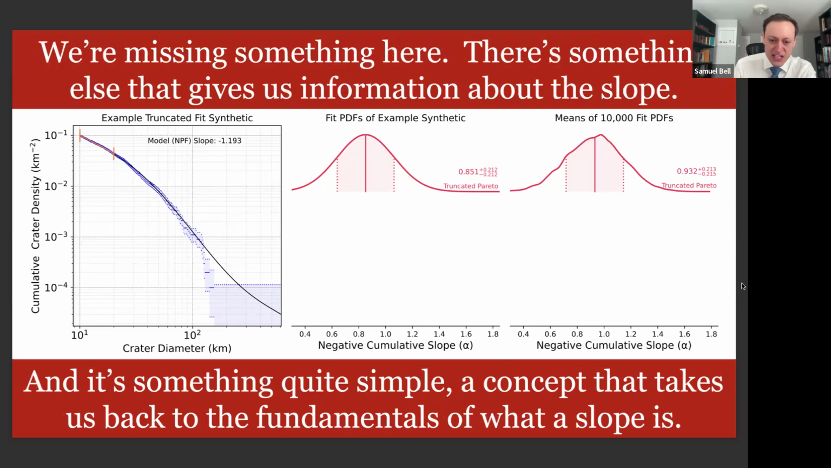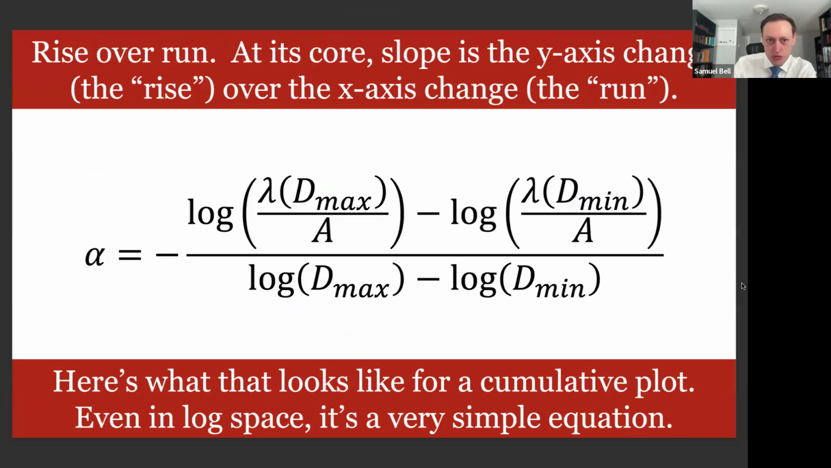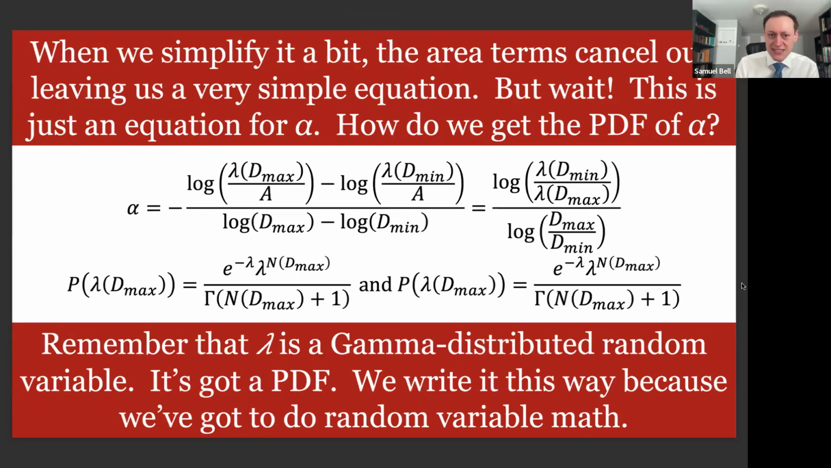A concept that takes us back to the fundamentals of what a slope is. Rise over run. At its core, slope is the y-axis change, the rise, over the x-axis change, the run. Here's what that looks like for a cumulative plot. Even in log space, it's a very simple equation. When we simplify it a bit, the area terms cancel out, leaving us with an even simpler equation. But wait, this is just an equation for alpha. How do we get the PDF of alpha?